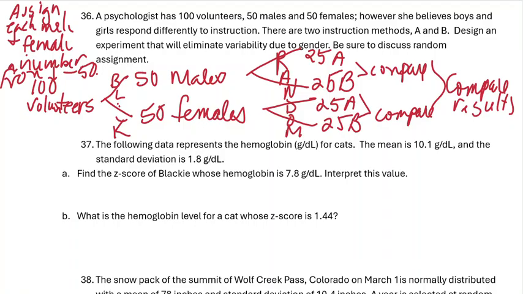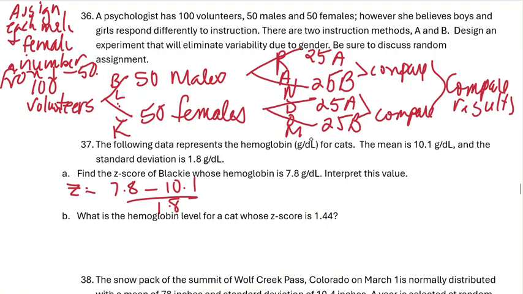Number 37, the mean hemoglobin for cats is 10.1. Standard deviation is 1.8. So find the z-score for Blackie, whose hemoglobin is 7.8, and interpret this value. So his z-score is going to be 7.8 minus 10.1 over 1.8. And remember, z-scores are always given to 2 decimal places, and then divided by 1.8.